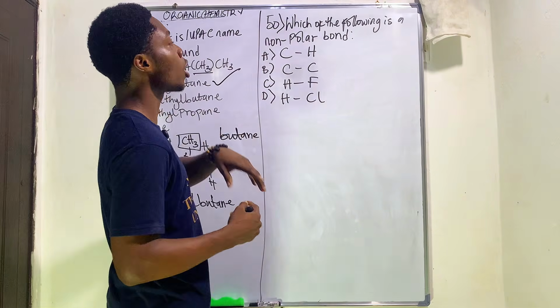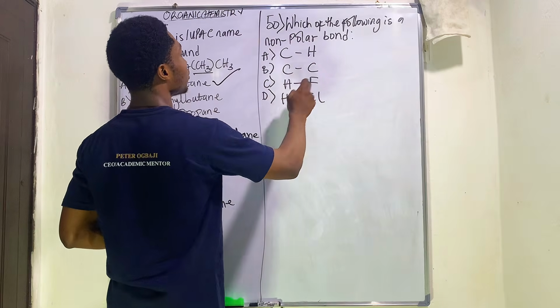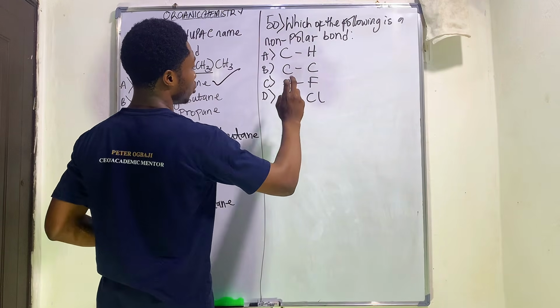Alright, last question. Which of the following is a non-polar bond? A, carbon to hydrogen. B, carbon to carbon. C, hydrogen to fluorine. And D, hydrogen to chlorine.